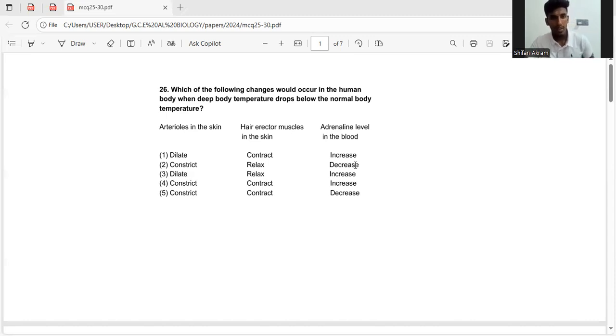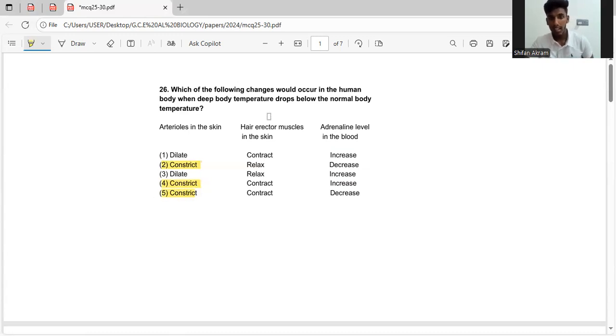First, let's take a look at what happens in the arterioles in the skin. During cold conditions, the arterioles constrict. When they constrict, they move away from the surface of the skin. Because of this, less heat is radiated outside and more heat is trapped inside the body. Okay, so I'll highlight all the correct answers here. We have the second one, constrict, and the fourth one is also constrict of the arterioles, and the fifth one.